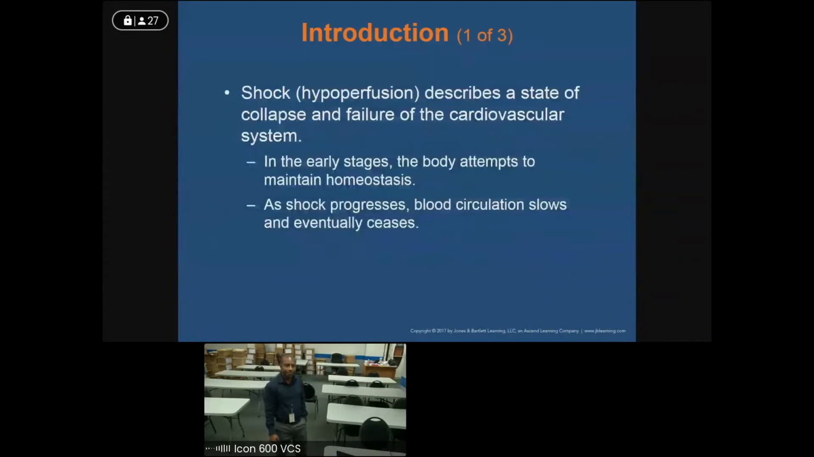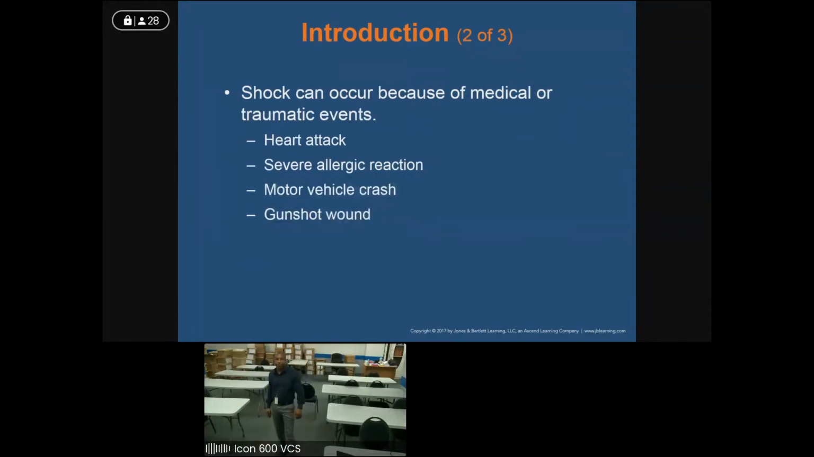Here we go. So shock, also called hypoperfusion, describes the state of collapse and failure of the cardiovascular system. So more or less, we die from shock. One of the shocks, we will die from one of them. All right? In the early stages, the body attempts to maintain homeostasis. Homeostasis meaning an ideal environment, the right balance, right? As shock progresses, blood circulation slows and eventually ceases. And as I mentioned, we die from one of the shocks, right?